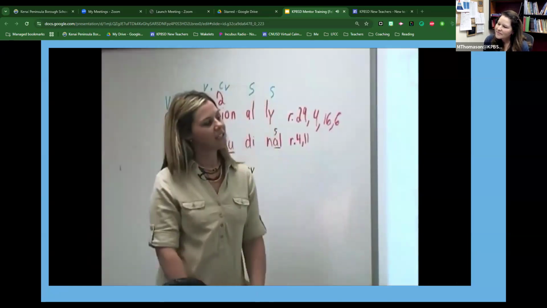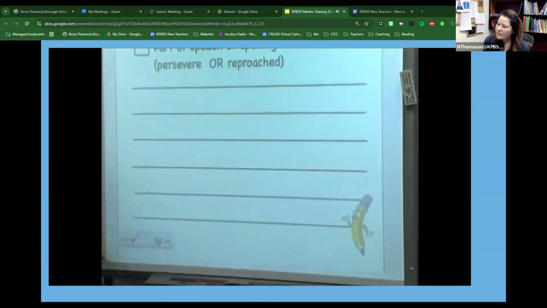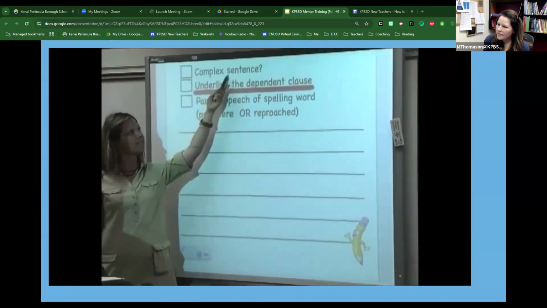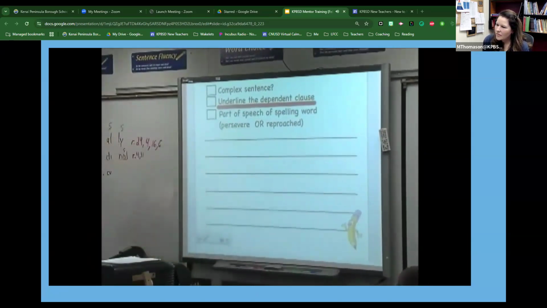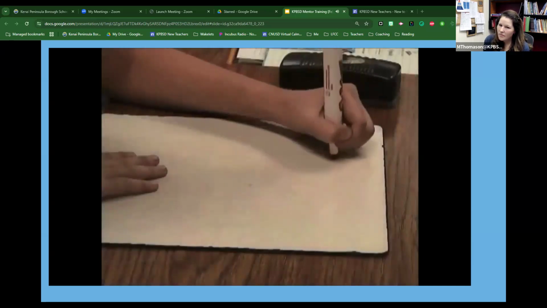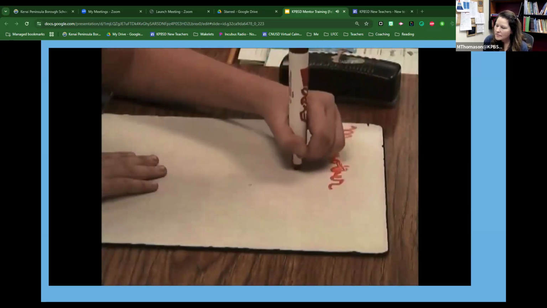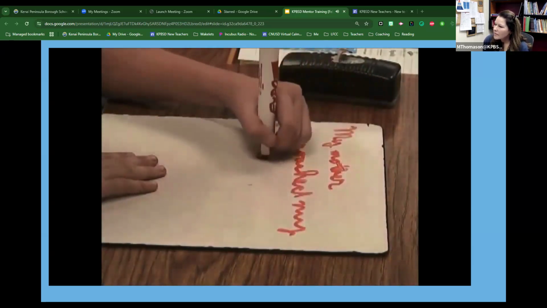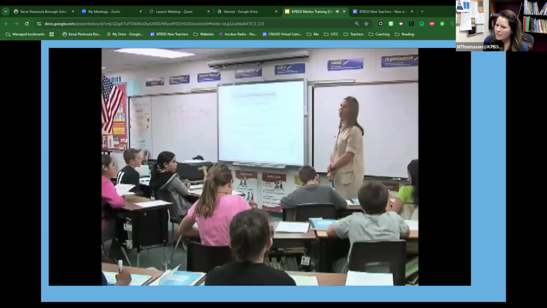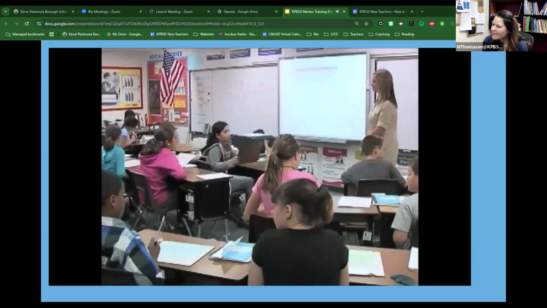Okay. So we have our word reproached and we have our word persevere. Your challenge is to come up with a complex sentence with the word persevere or reproached, and you will be underlining the dependent clause just like I showed you in our model sentences. It looks like we're finishing up. A's, please share your sentence with your partner, and B's, you will share right afterwards. Go ahead.